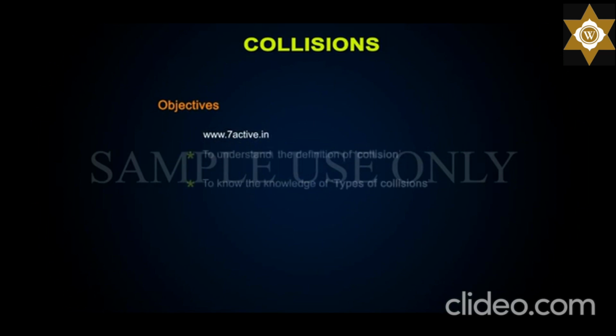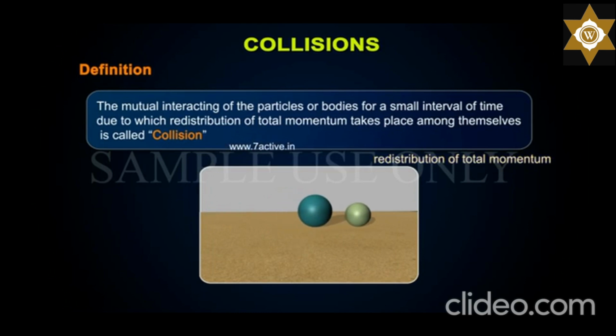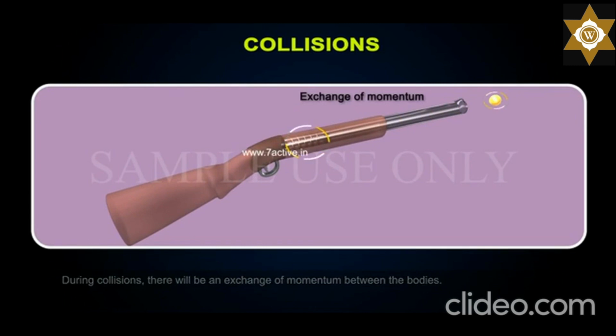Objectives: to understand the definition of collision, and to know the types of collisions. Definition: the mutual interaction of the particles or bodies for a small interval of time, due to which redistribution of total momentum takes place among themselves, is called collision. During collisions, there will be an exchange of momentum between the bodies. However, the kinetic energy of the bodies may remain constant or change.